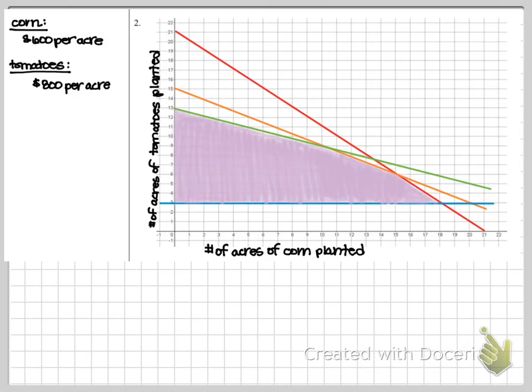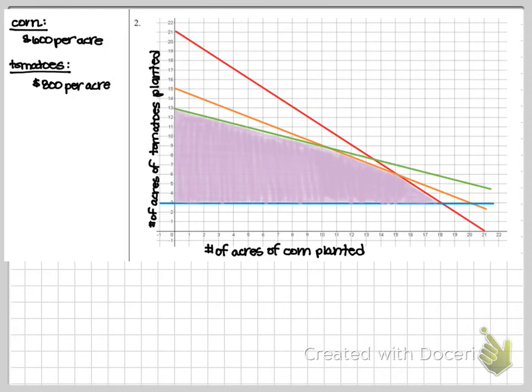So we know they're going to get $600 per acre for corn. They're going to get $800 per acre of tomatoes. So we think about this feasible region and where all of these vertices are located. These vertices represent all of the feasible possibilities that the Smiths should do. So we're going to use those to figure out what should they do to make the most money out of this?